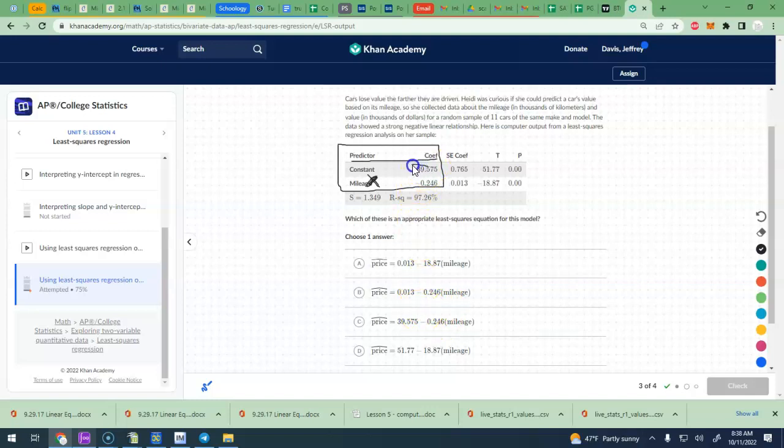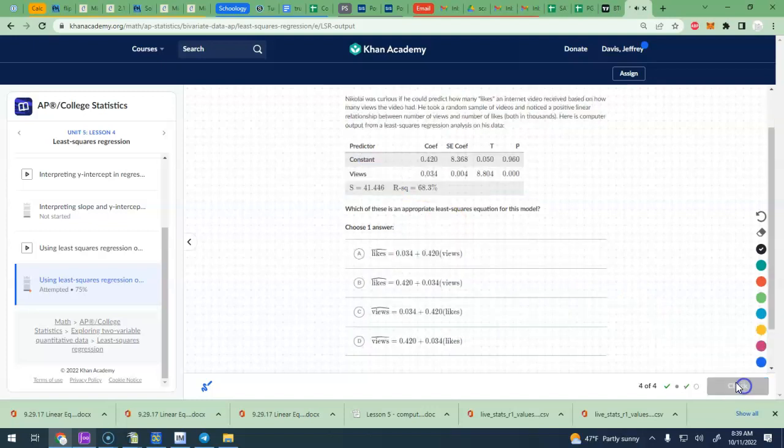And then this number is your y-intercept. So that goes there. And then mileage or x goes there, so it should be C. Does that make sense where I'm getting that from? Do you understand why I'm picking C? Try that one. I won't say anything.